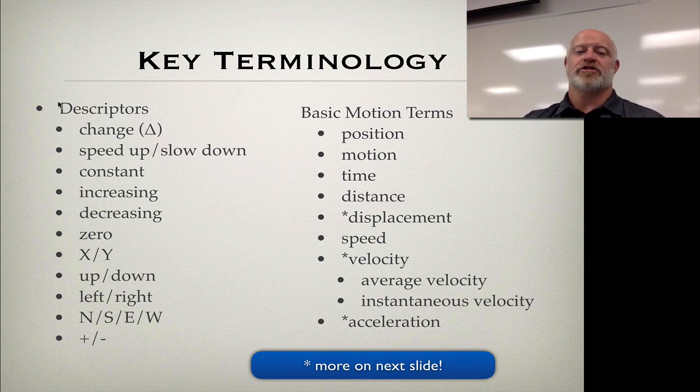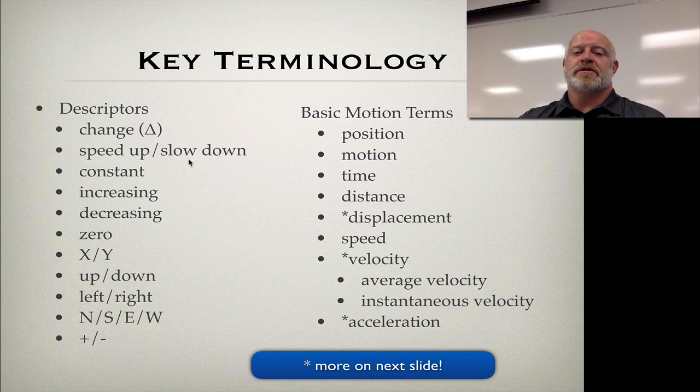So first of all is our descriptors. Descriptors are things that we can use through the whole year. They're not based on motion, and don't necessarily have to do with physics. They're just things that we use to talk about. First of all is change. A lot of times in physics we talk about the change in things. Change in time, change in velocity, change in acceleration, change in displacement, lots of change. So anytime we talk about change, we're going to use that Greek letter delta to help symbolize that. That's a term that shouldn't be new to you, but I want to make sure we're talking about it.